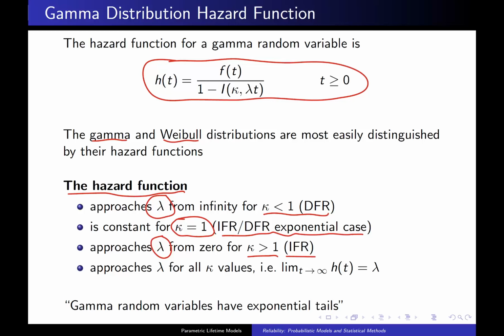You put those first three bullets together, and you can see that this hazard function will approach lambda for all kappa values, which is to say the limit as t goes to infinity of h of t equals lambda. The intuition behind that limit is that gamma distributions, or gamma random variables, have exponential tails. If the item of interest lasts long enough, then eventually it will look like there are only random failures. That may apply to some items, but not all.